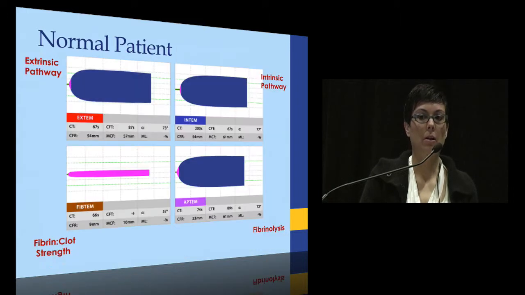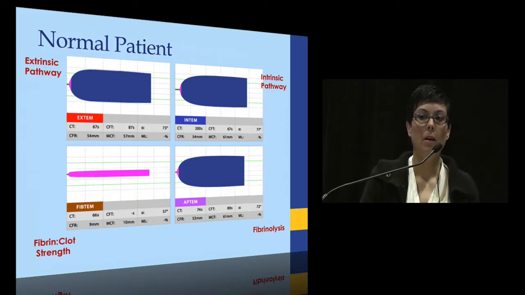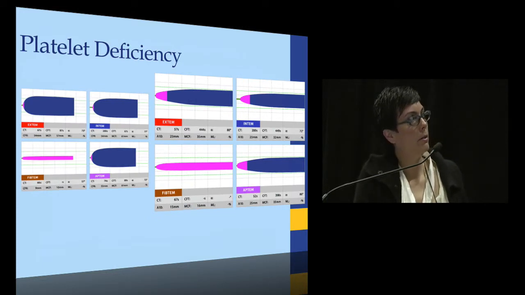So here to start off with, normal patient. Again, we've got the EXTEM, which is the extrinsic pathway, the intrinsic pathway, the INTEM, and the FIBTEM, which is the fibrin or clot strength, and then the fibrinolysis, which is the APTEM. So for comparison, this is your normal. On this side is always going to be normal, okay?